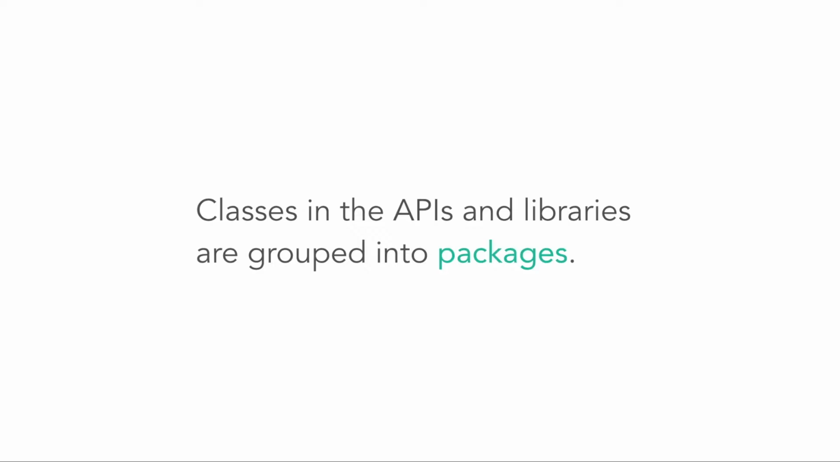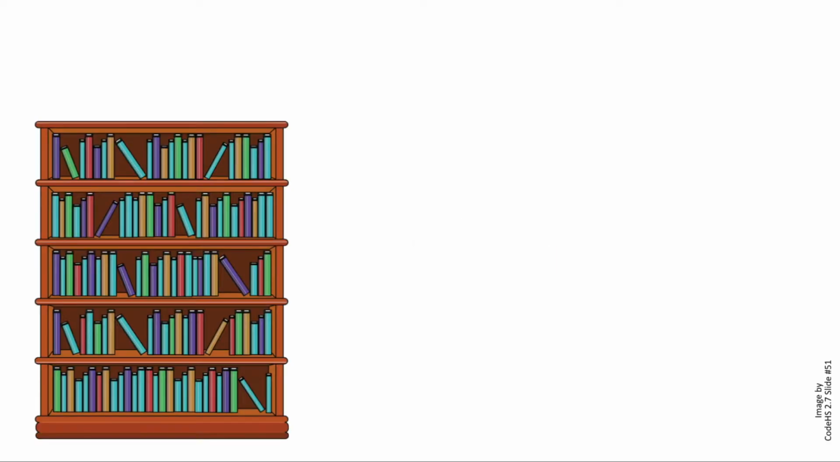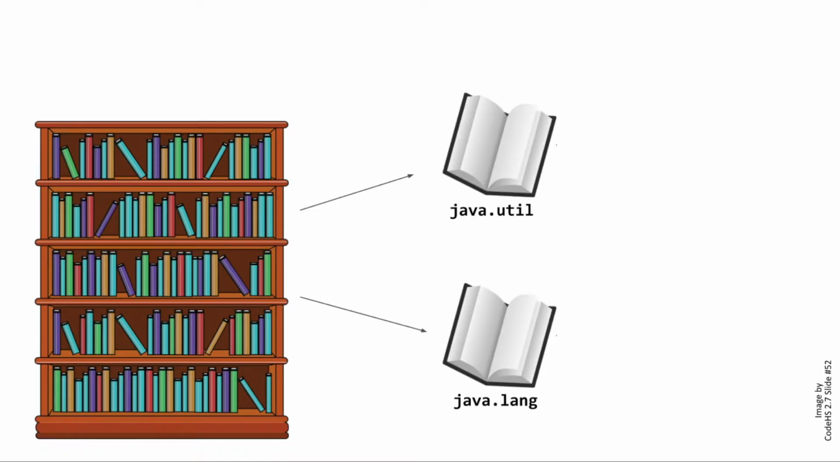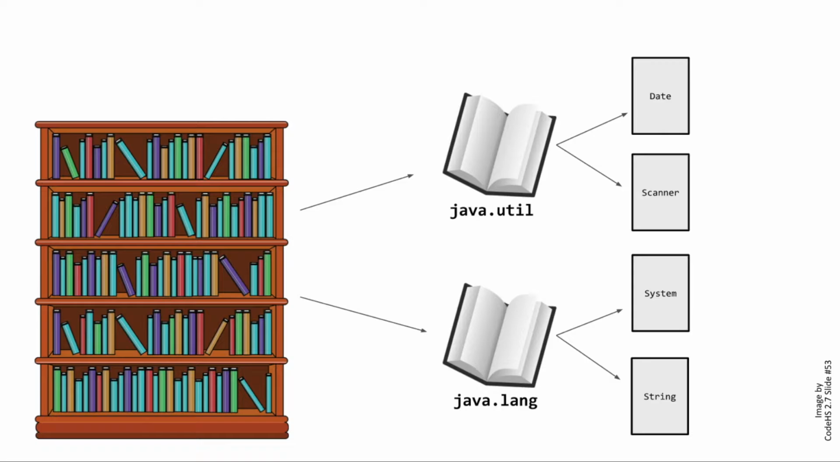A package is a group of related classes along with their methods, fields, and constructors. Packages are part of a programming library. We can think of a programming library the same way we do a regular library. It's a collection of written works created mostly by other people. Each library is a collection of packages and classes, such as java.util and java.lang. Each package is made up of classes.